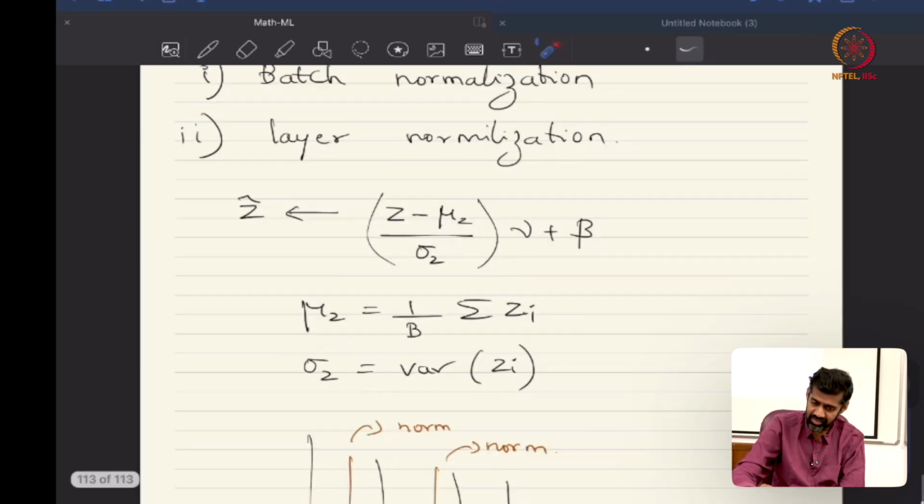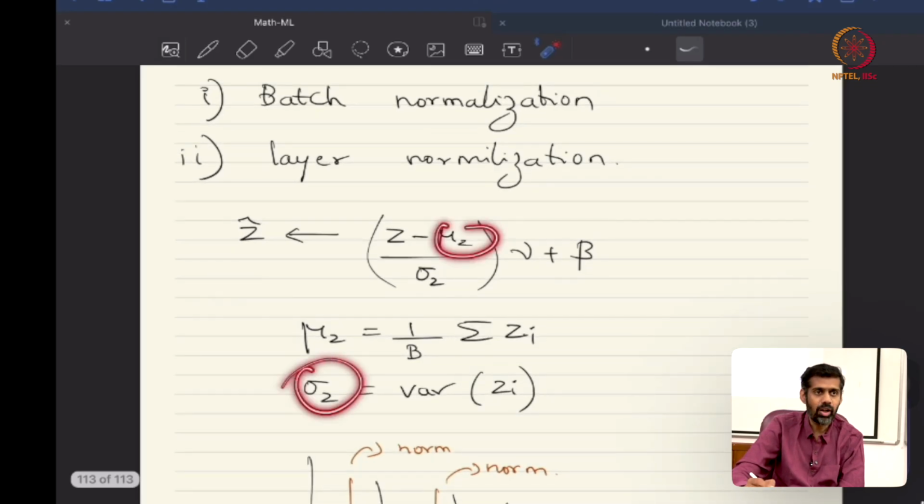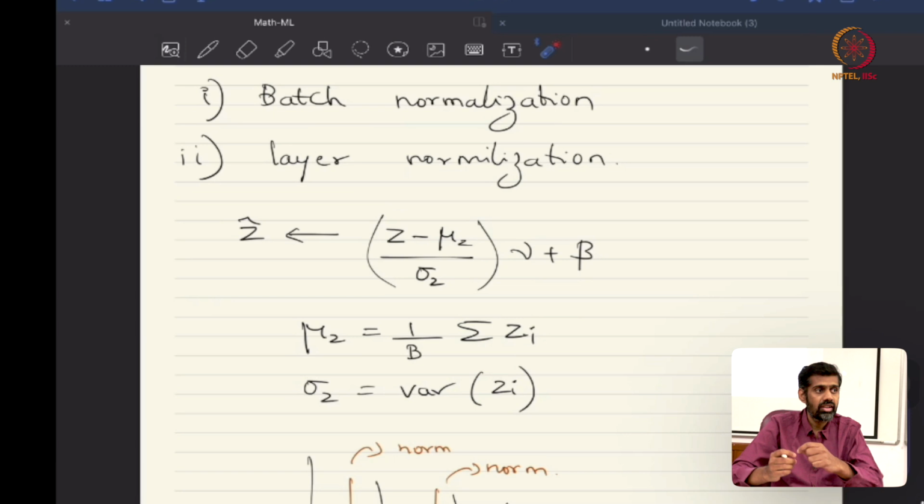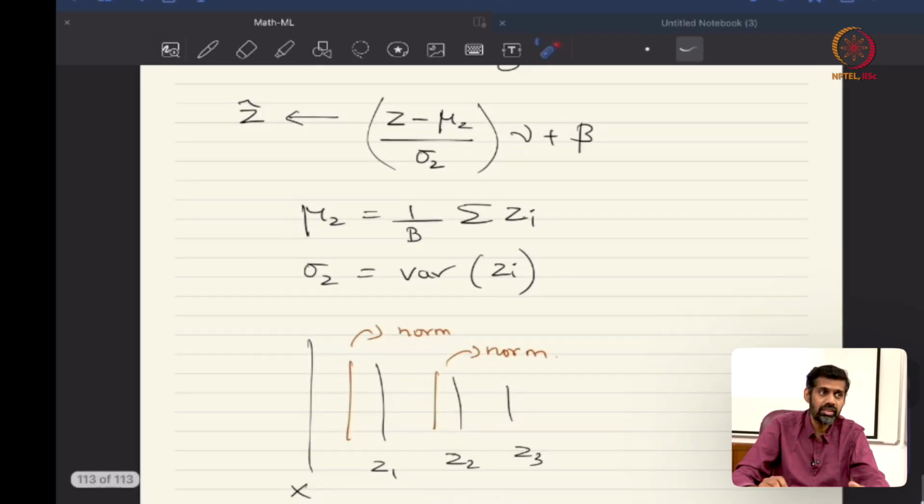Now, the question is this mu and sigma, how do we compute? I mean, what is the mean taken over? In batch normalization, you compute the mean over all the data points that come in a batch while you are doing gradient descent. Is that okay? In layer normalization, the mean and variance are taken across the dimensions of data in that particular layer, not across different data points. Do you understand the difference?